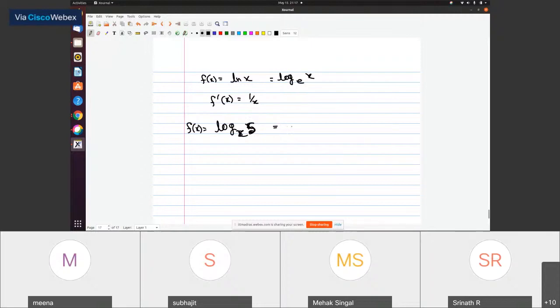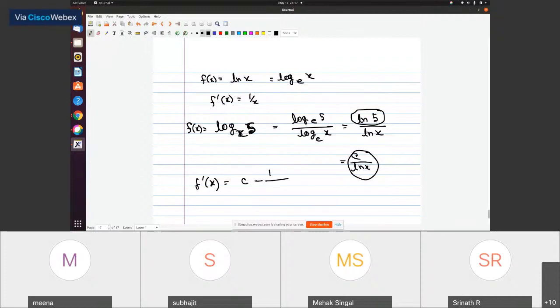So at first you have to write it in log e base 5 and log e base x. This is your function, which is nothing but ln x by ln 5. Here ln 5 is a constant, so it is 1 by ln 5 times ln x. If you take the derivative, the constant will remain as it is, and the derivative of ln x is 1 by x.